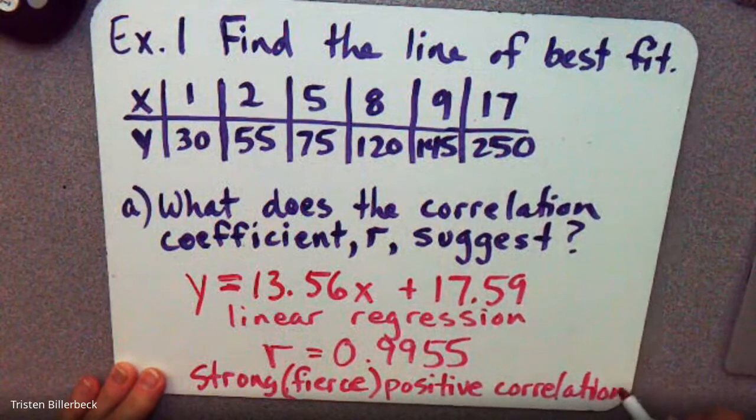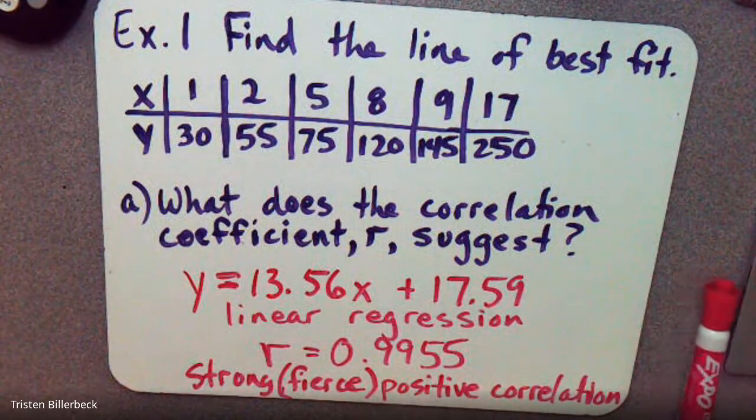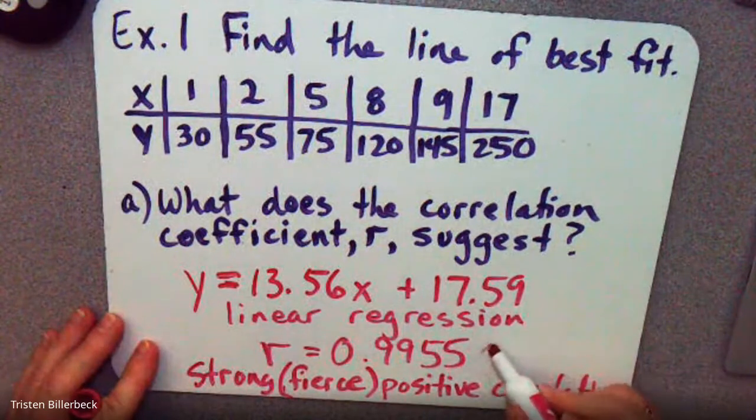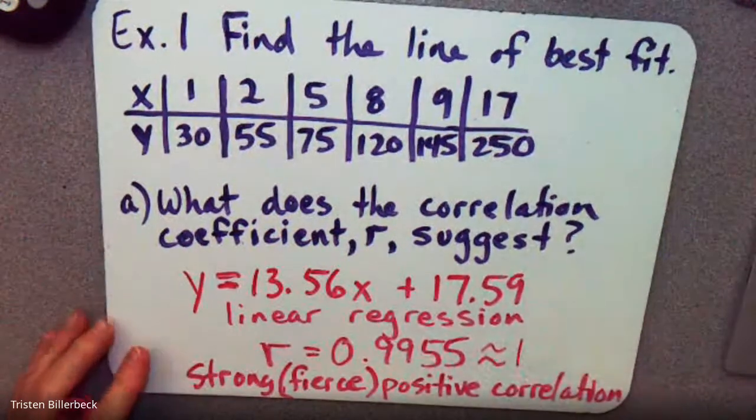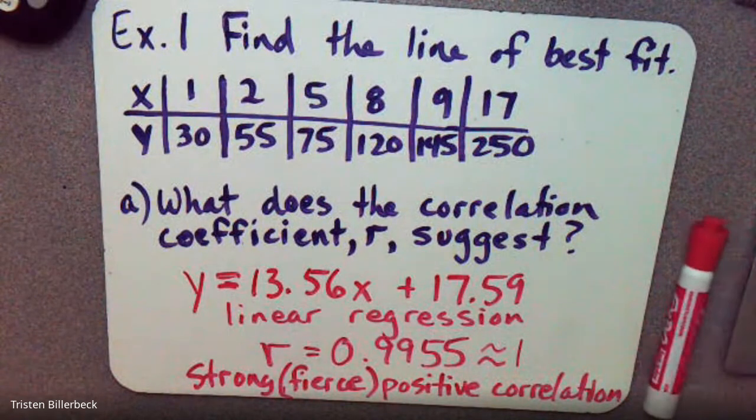There we go. All right. So that's what we get when we have an R that's almost 1. So this, if we rounded it, that's almost 1. So that's what an R of 1 means, that almost every point is on the line.